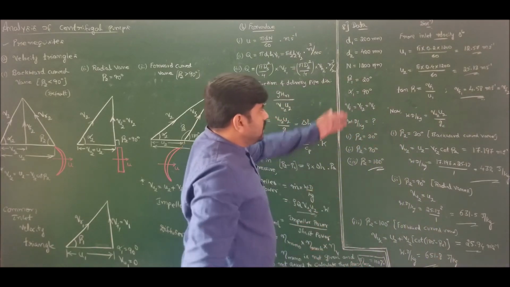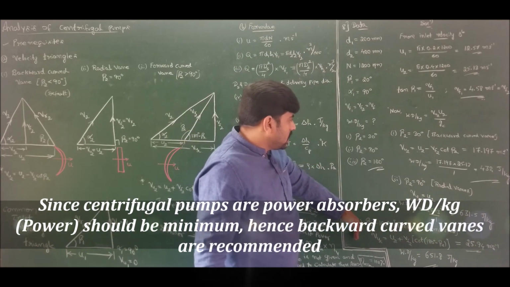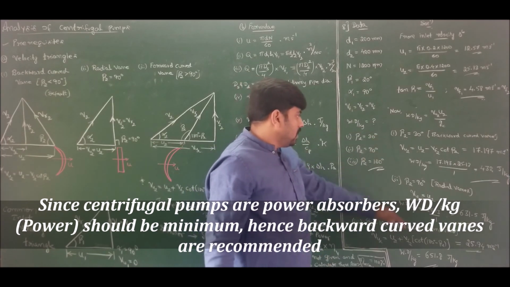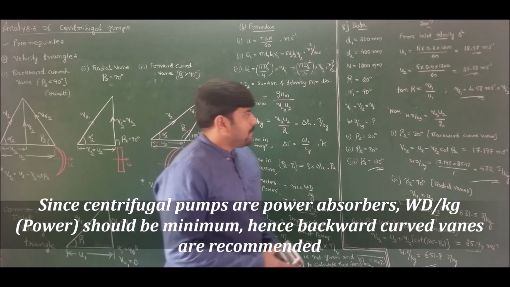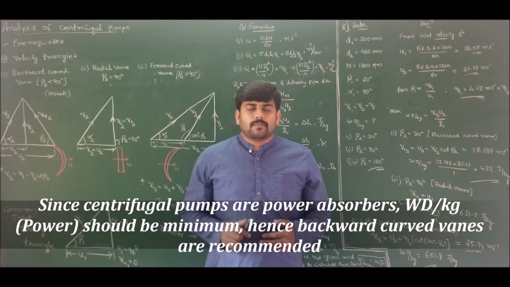So the observation is that impeller work is maximum for the forward curved vane, minimum for the backward curved vane, and intermediate for the radial vane. So this is the solution for problem number 8. In our next lecture, I will take up problems on multi-stage centrifugal pumps.